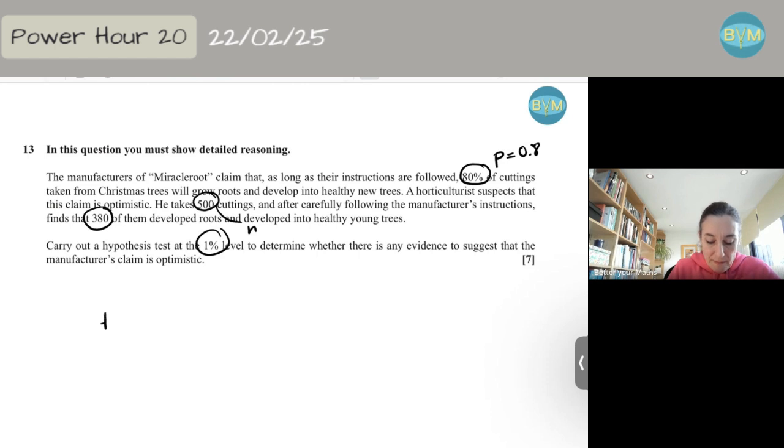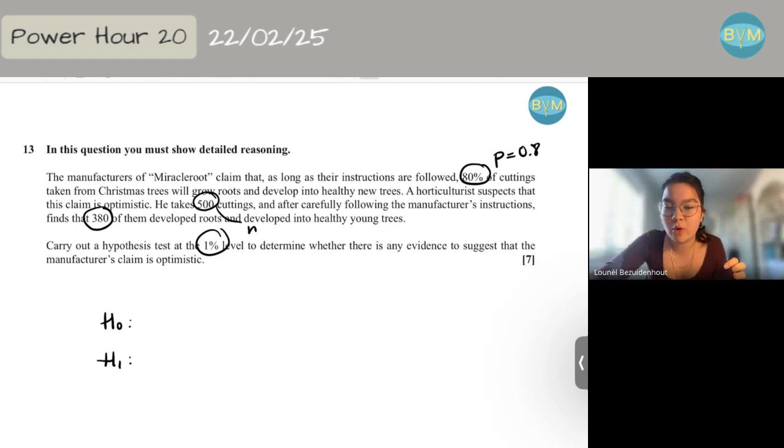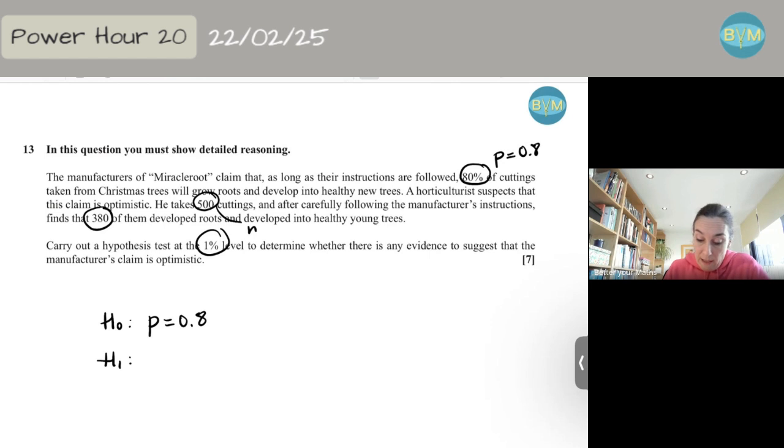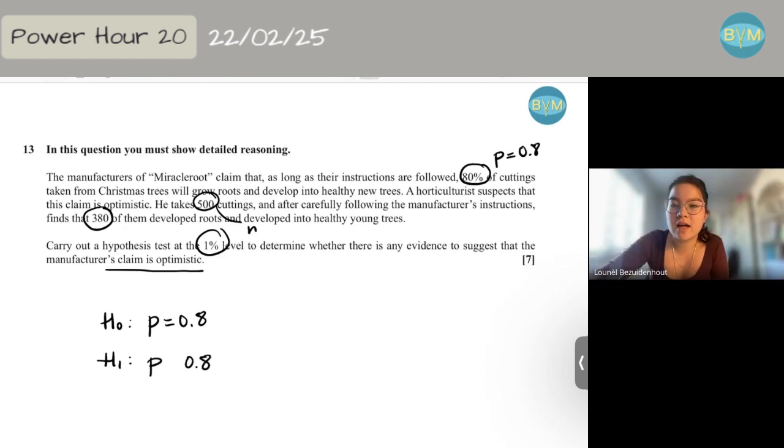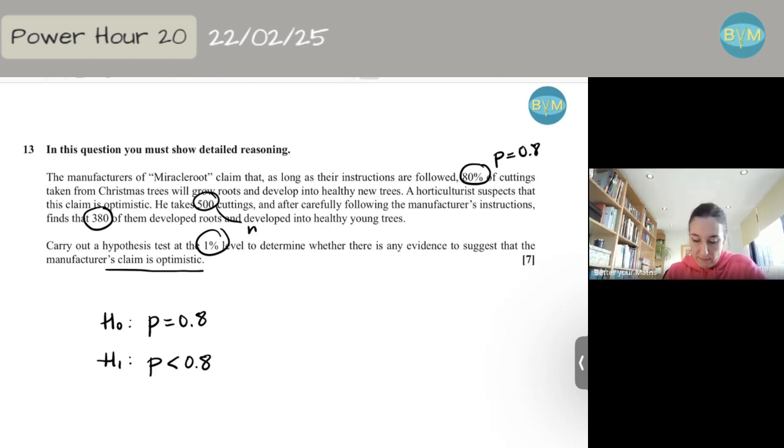Which means my H0, who can tell me my H0? Luna, tell me. The H0 probability is equal to 0.8. Exactly. And now, it's optimistic, so we are checking if that's optimistic. So what do you think I'm going to write for H1? Greater, smaller, or different? Lunel, what do you think? Less than, smaller than 0.8.